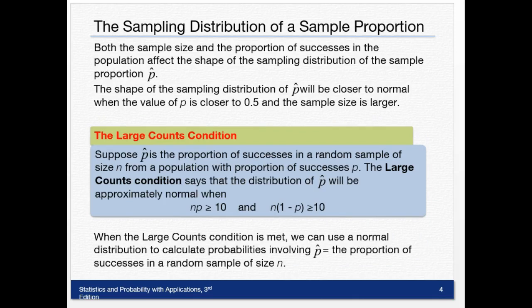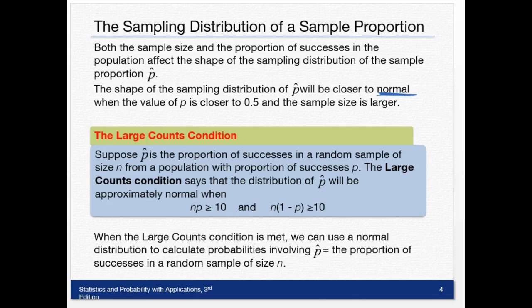Both the sample size and the proportion of successes in the population affect the shape of the sampling distribution of the sample proportion p hat. The shape of the sampling distribution of p hat will be closer to normal when the value of p is closer to 0.5 and the sample size is larger. All this is saying is that in order to use normal CDF function in our calculator, we have to prove that this distribution is normal. And we have to figure out how big n has to be for it to be normal. There is a condition called the large counts condition. That's what this is saying.